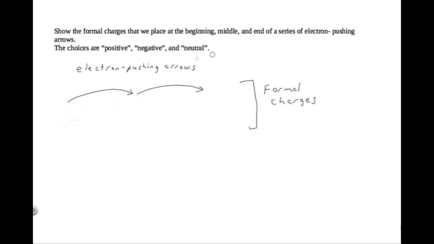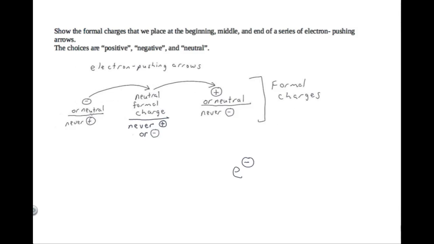Please pause the video and try this problem. Show what formal charges we would place at the beginning, middle, and end of a series of electron-pushing arrows. And your choices are positive, negative, and neutral formal charges. I hope you gave that a shot. Here's the answer. Was this your answer? Remember that these arrows show the movement of electrons. And remember that electrons have a negative charge.